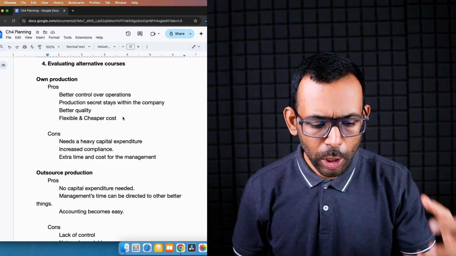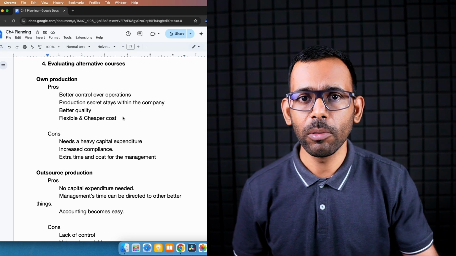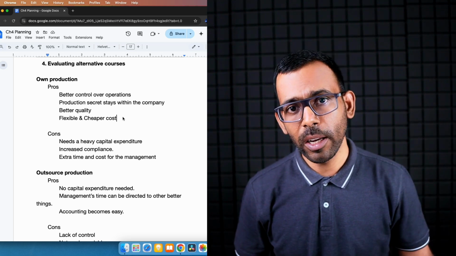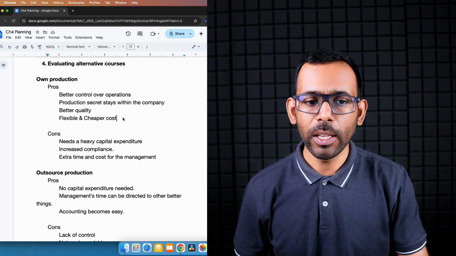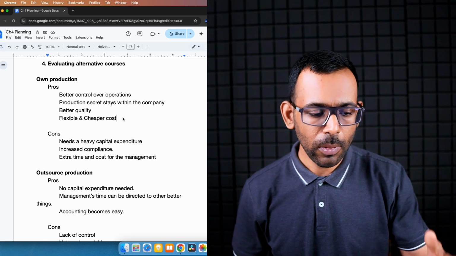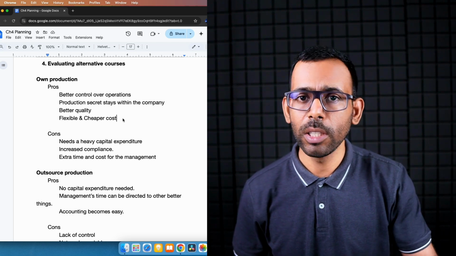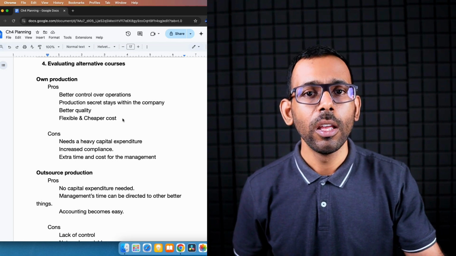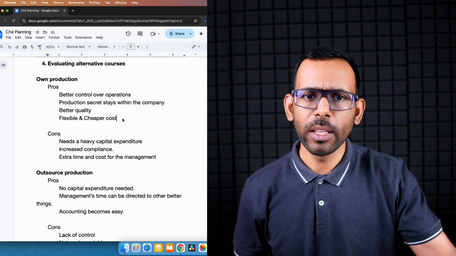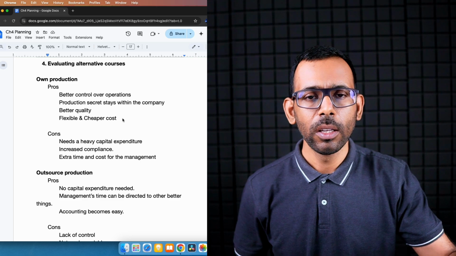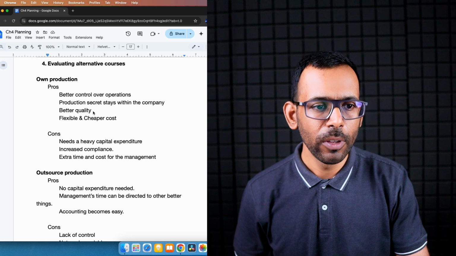Again, during dull months, when there is no ice cream demand, you can slow down the factory, you can run only one shift. When you have peak demand, you can run 3 shifts. So that is flexible, and also finally cheaper cost. Let's say you can do the entire manufacturing process with 150 people. You can do it at a cheaper cost. And if you suddenly think you don't want 10 extra people or 20 extra people, you can just send them home, and you can reduce the size of the factory, and you can save cost that way. So these are all the pros of own production.